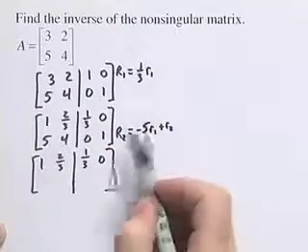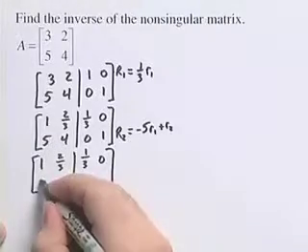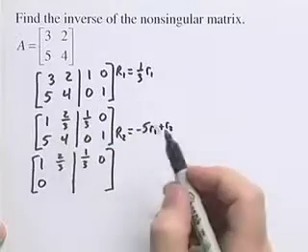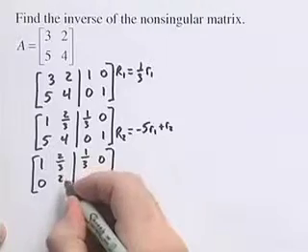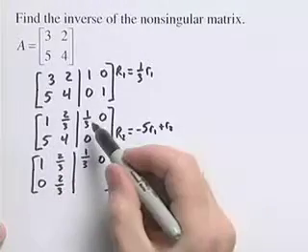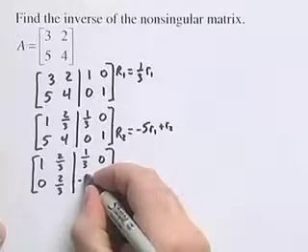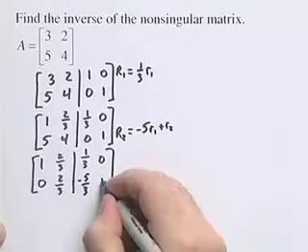And now we need to perform this operation. -5 times 1 is -5, plus 5 gives us 0. -5 times 2/3 is -10/3. If we add that to 4, where 4 is 12/3, we end up with 2/3. -5 times 1/3 plus 0 is -5/3. -5 times 0 plus 1 is just 1.